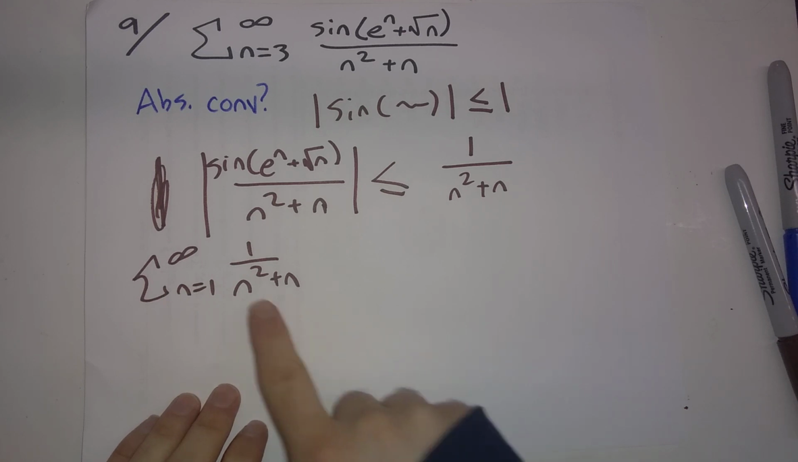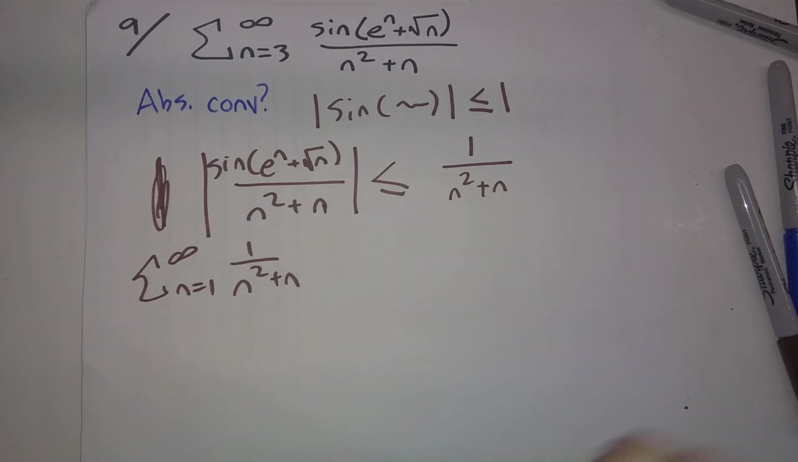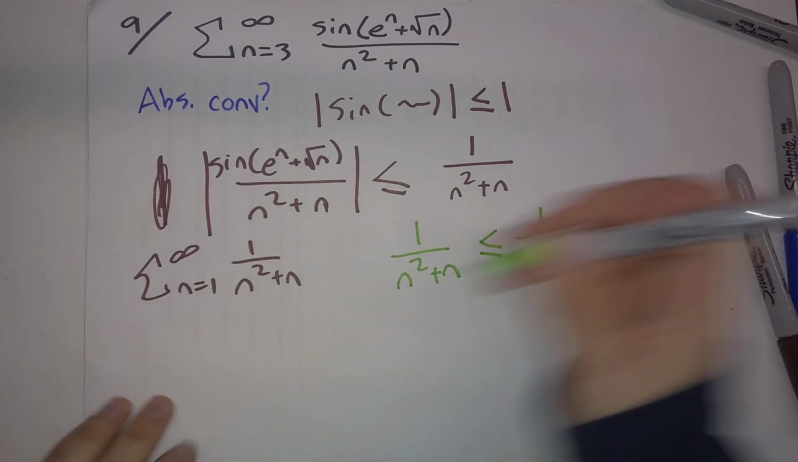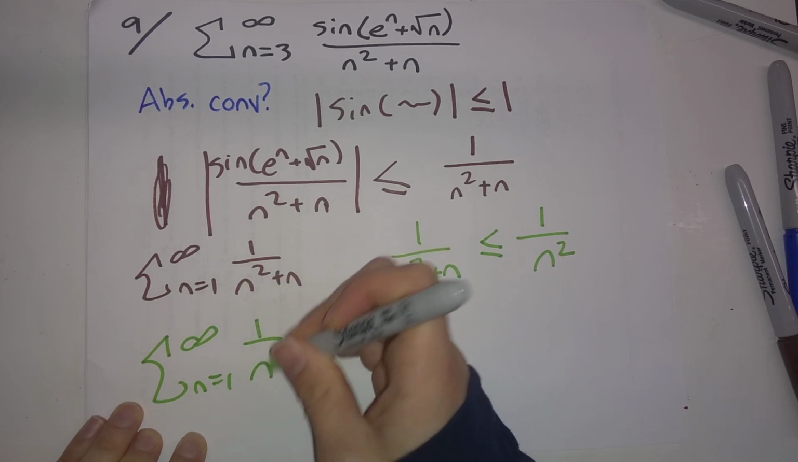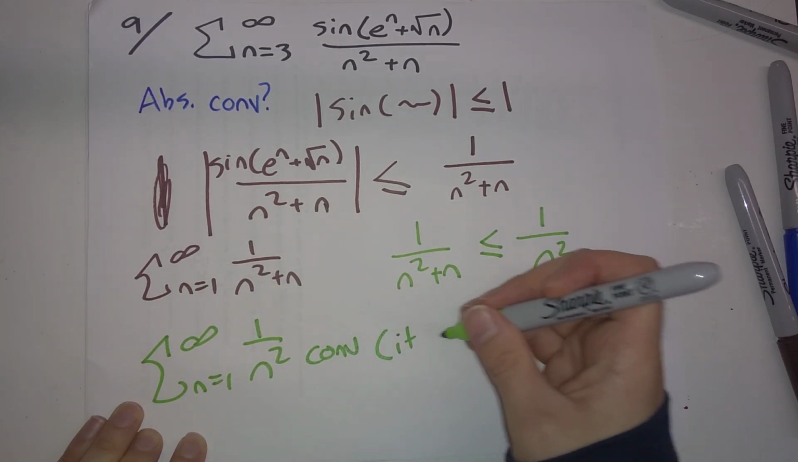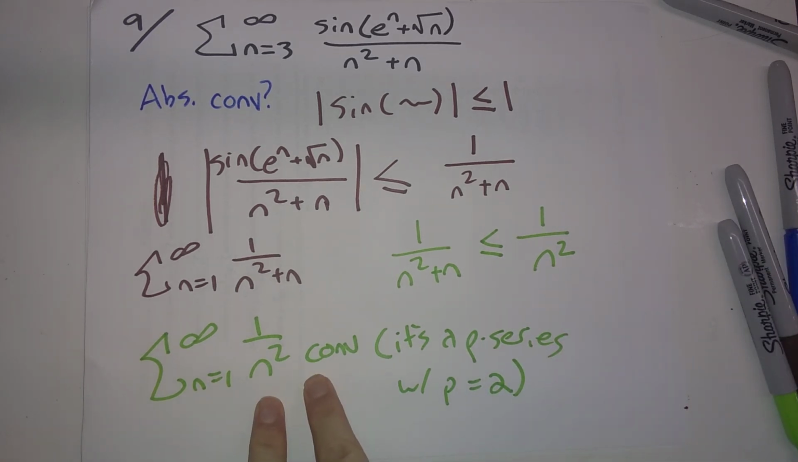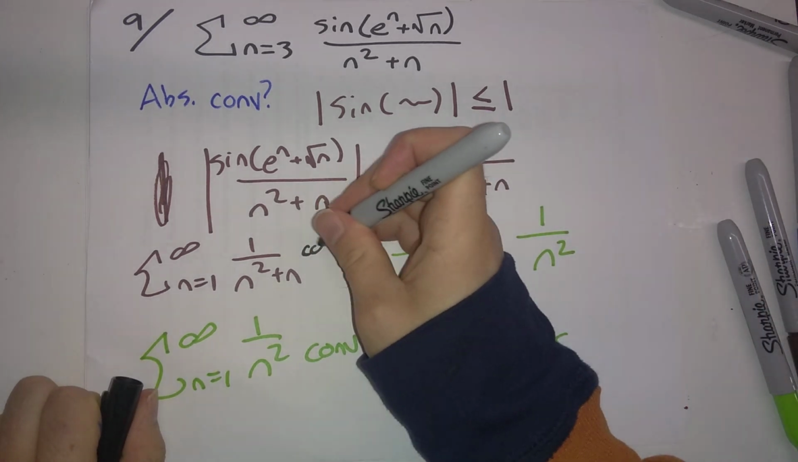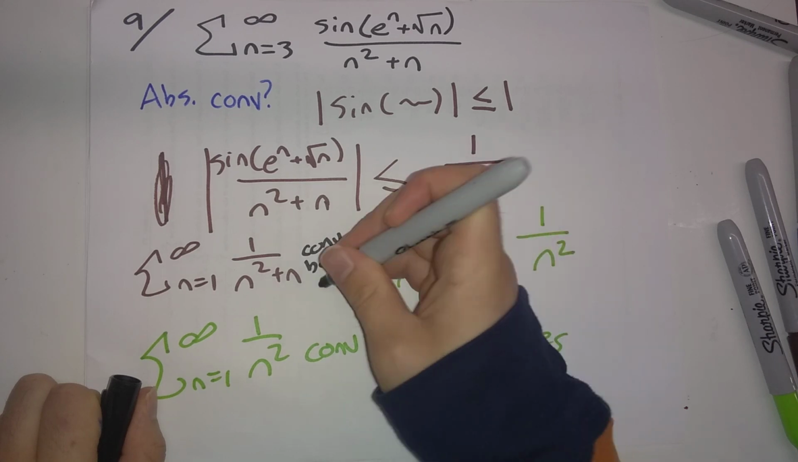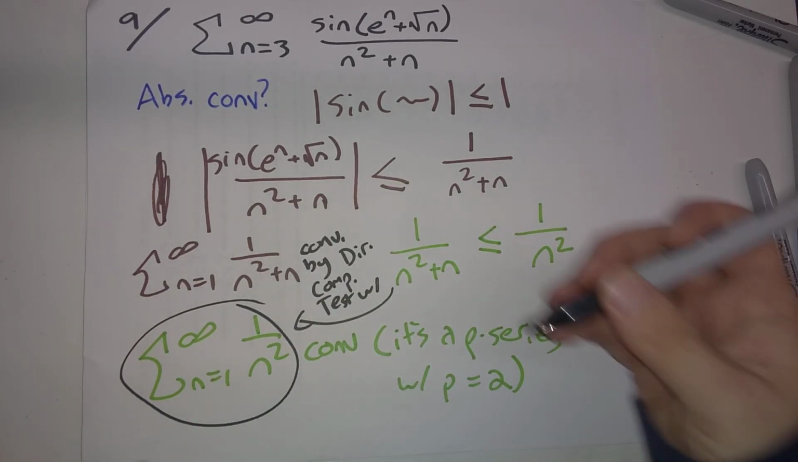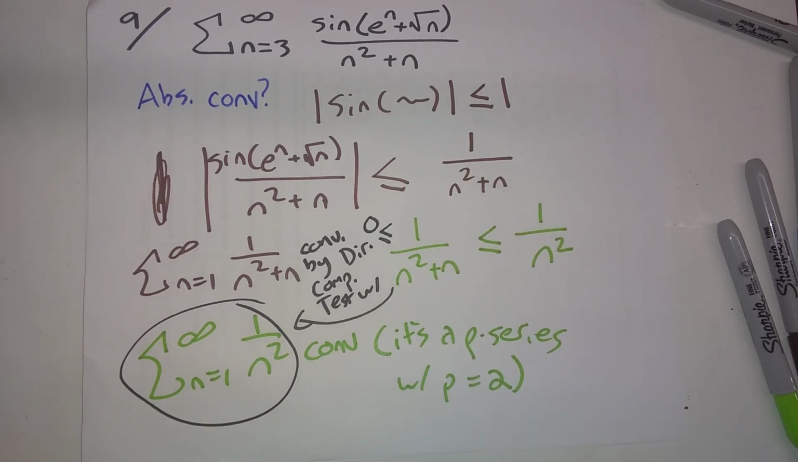So let's put all these pieces together. First, I observe that 1 over n squared plus n is less than or equal to 1 over n squared. And I know that this series converges. It's a p-series with p equal to 2. So because this series converges, now this series converges by the direct comparison test with this series right here. I guess to be good citizens, we should also observe here that this is non-negative. That's the whole reason that we took absolute values in the first place, to get non-negativity here.